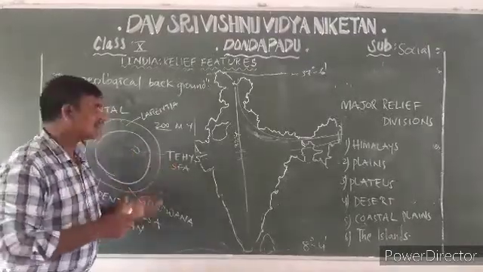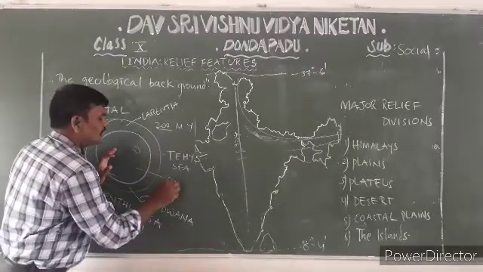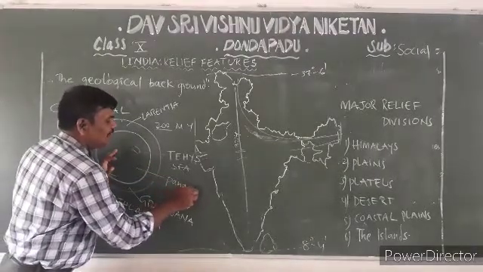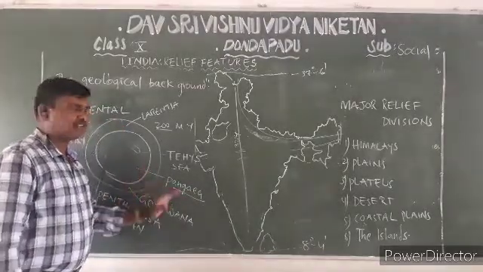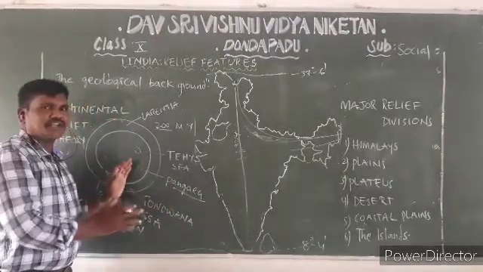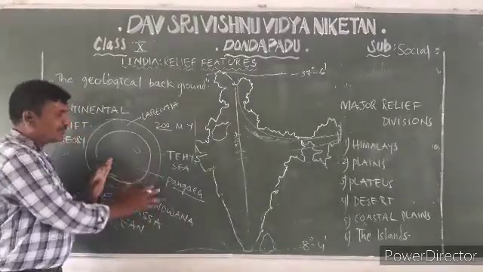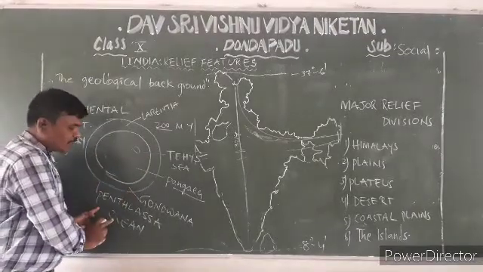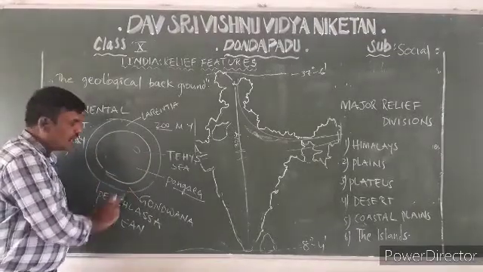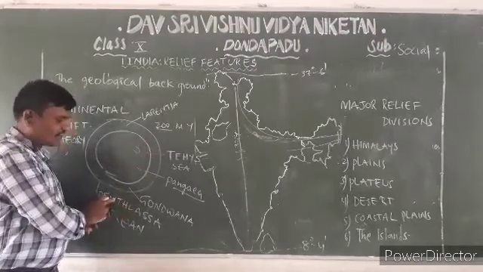That mass is known as what? Pangea. P-A-N-G-A-E-A, Pangea. This big mass is called Pangea. Let me explain Pangea first. It is surrounded by the Panthalassa Ocean. This big mass of continent is surrounded by the Panthalassa Ocean.